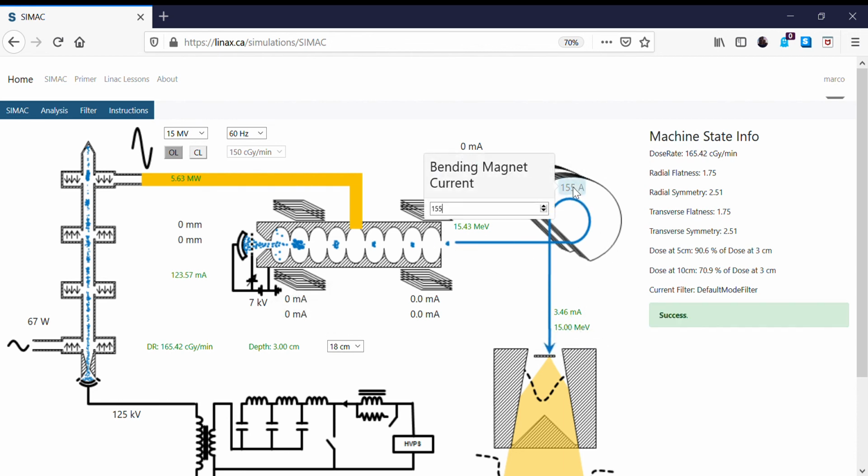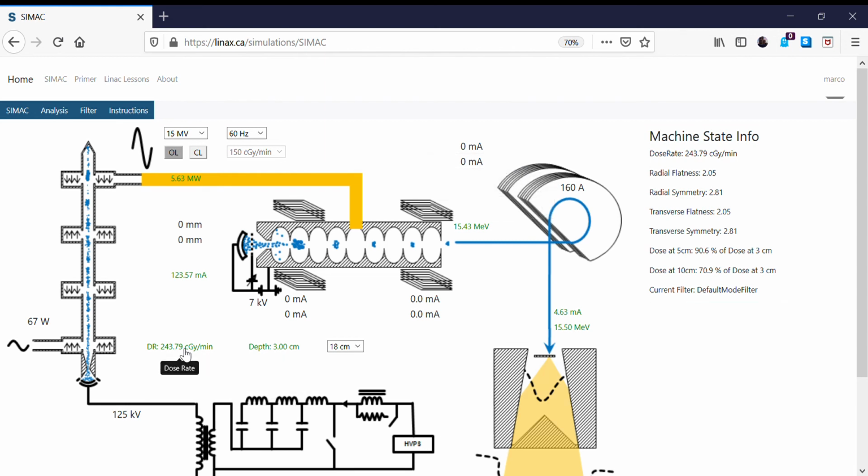So if I increase this now from 155, so I'll go to 160, now I'm allowing 15.5 MeV through, which is already higher than what the accelerator is producing. Our dose rate has increased a little bit, but any further increases in bending magnet current are going to decrease the dose rate, because the bending magnet now wants too high an energy compared to what the accelerator is producing. So this is a different way of adjusting the accelerated beam energy from before.